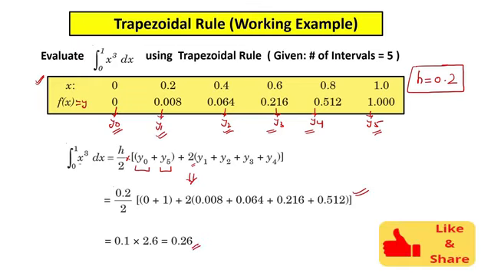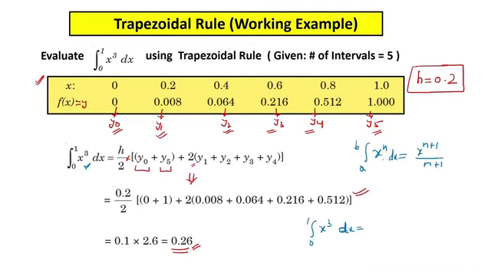That means after integrating this x cube from 0 to 1 using the trapezoidal rule, we will get the numerical value as 0.26. Now, one thing to note: if you want to integrate this x cube from 0 to 1 using the formula that you have used in your plus 2 classes, then what value will you get? As you know, the formula for the integration of x to the power n dx from a to b is x to the power n plus 1 upon n plus 1. If we put it here, it will be x to the power 4 upon 4, and after putting the limits, we will get 0.25 as the answer.